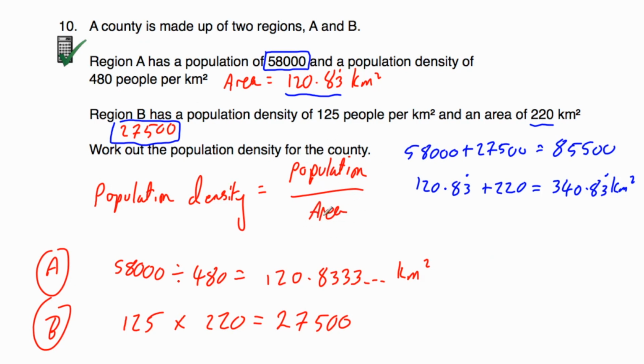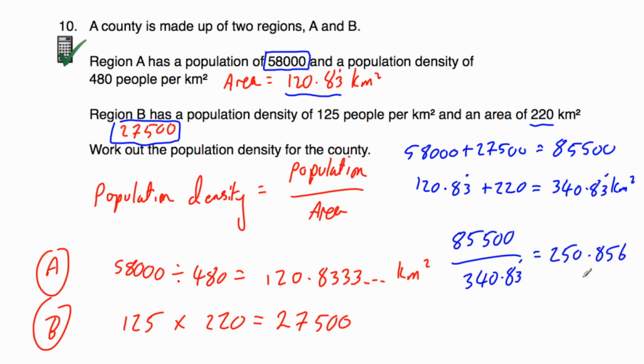So we know the population of the entire county and we know the area of the entire county. So if we divide the total population by the total area, we'll find the population density for the county. So the total population of the county was 85,500. The total area of the county is 340.83 recurring square kilometres.